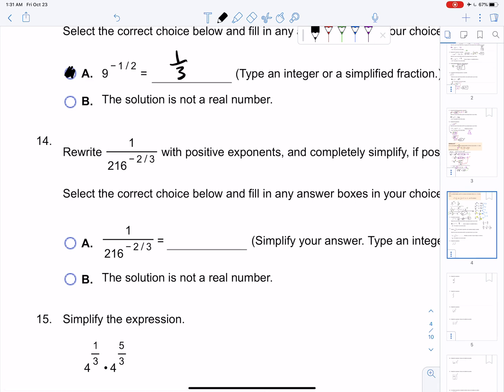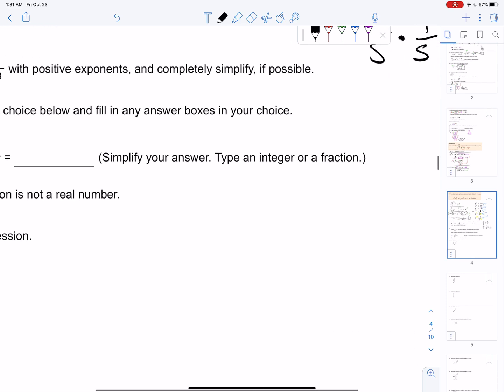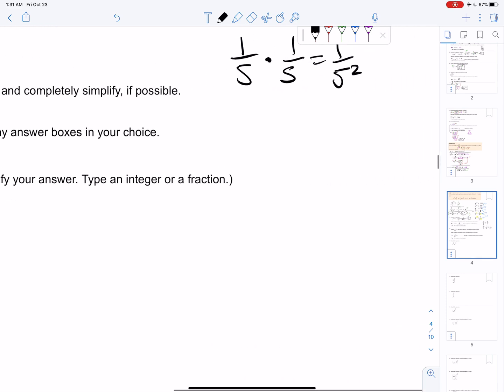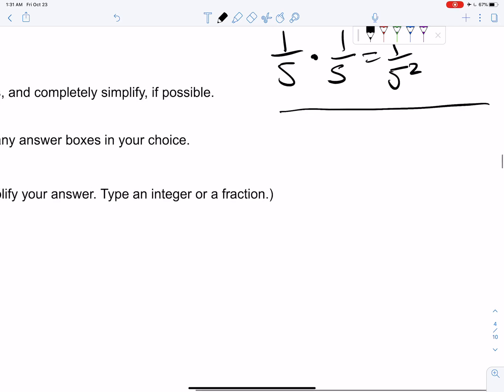Okay, write with a positive exponent. I'm not happy. I thought I gave myself more space on this problem. Maybe I did. I guess I have to use this space over here to make this work. So what was the problem? It was 1 over 216 raised to the negative 2/3.